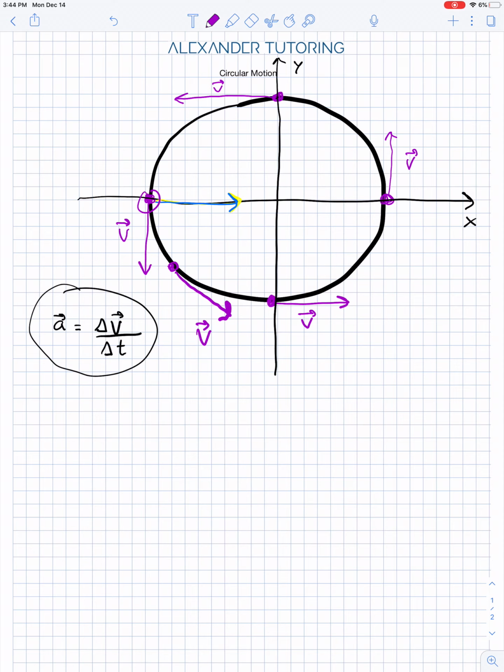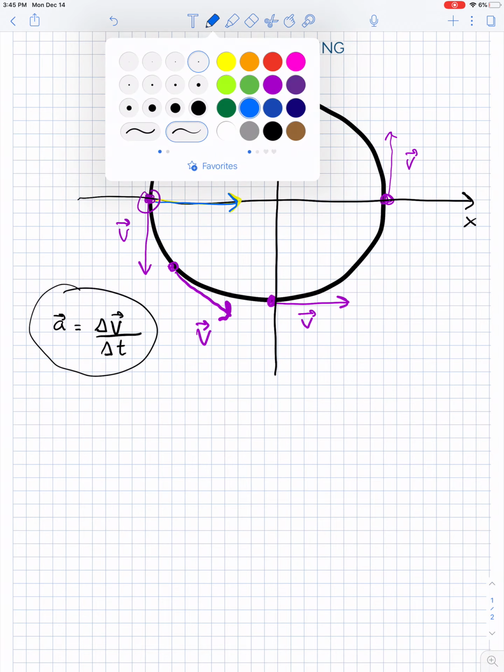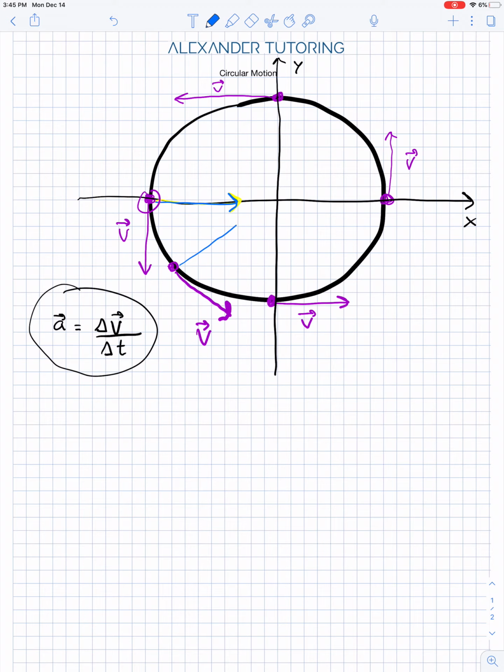You can see that the vector's been pulled around. In which direction is it being pulled? Right towards the center. So no matter where you are, the acceleration vector is always towards the center of the circle. And that's the really important concept to know when it comes to circular motion. Always accelerating towards the center.